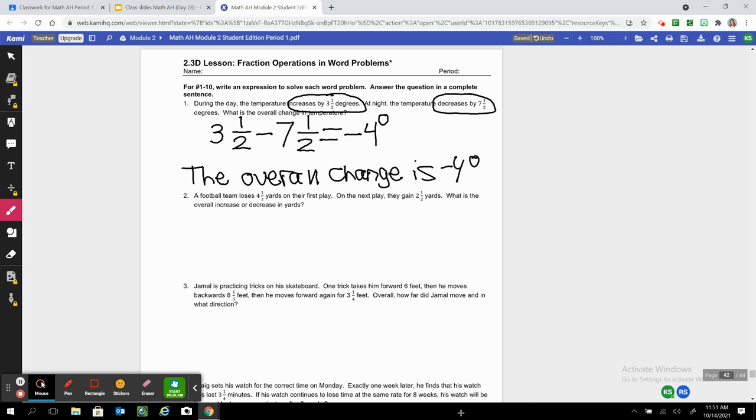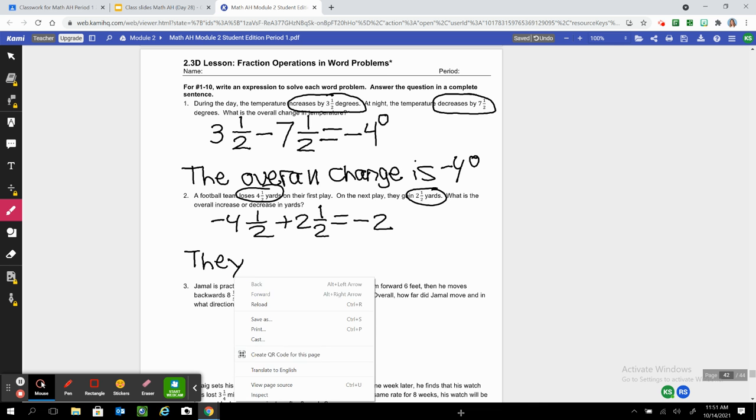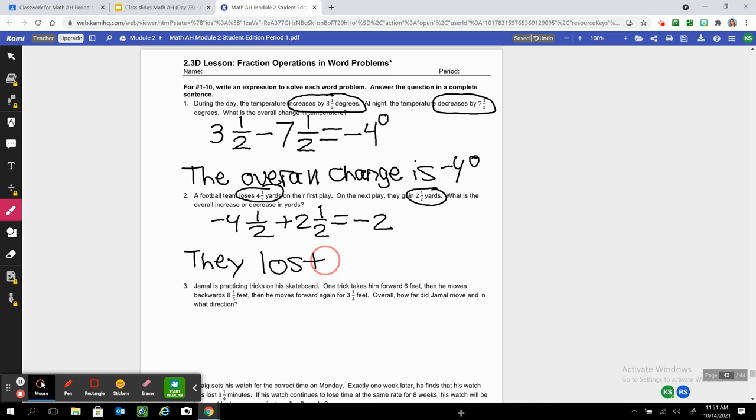The football team loses 4.5 yards on their first play. On the next play, they gain 2.5 yards. What is the overall increase or decrease in yards? So we have a loss is a negative number, so we have negative 4.5. And a gain is a positive, so we have positive 2.5. Again, they have the same denominators, so we can just add the rational numbers together, negative 4 and 2, and that's just negative 2. So I would say that they lost 2 yards.